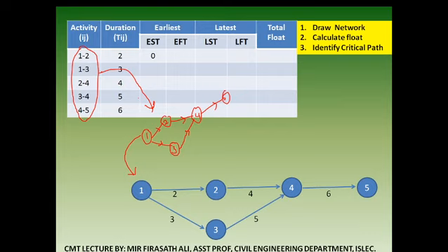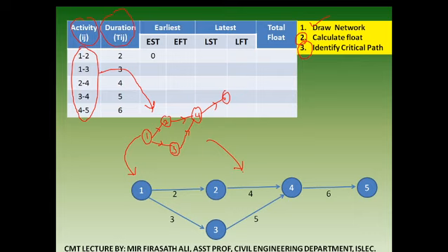So what will they be giving in the question? They will be giving the activities and the duration to us. They will ask us to draw the network diagram. So we are done with the network diagram. After drawing the network diagram, what do we need to do? We need to calculate float, and we need to calculate the critical path.